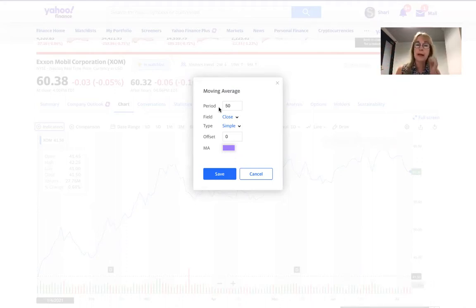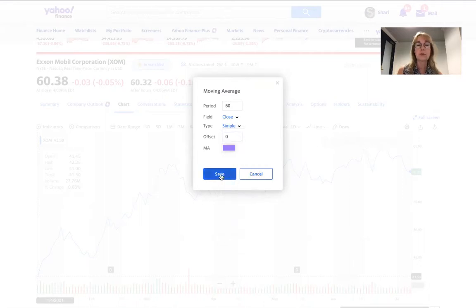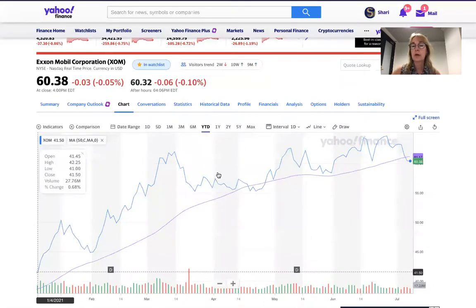So all they're doing is adding up the last 50 closing prices and dividing by 50 to get this moving average. And this is the simple one, which is an equally weighted moving average. They have others. The one called the exponential weights the more recent closing dates more heavily than the earlier ones. But let's just do the simple one. Okay, so this is how you look at the moving averages.